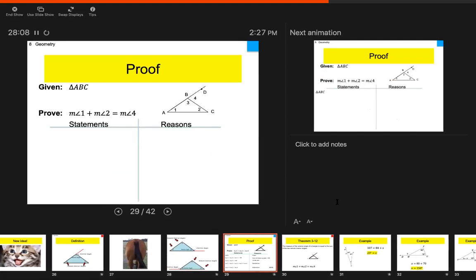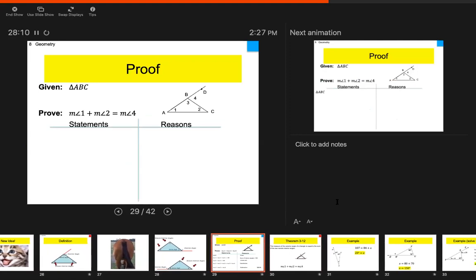Okay. Can you see the exterior angle? Yes. Which one is it? 4. Can you see the remote interior angles? 1 and 2. I'm going to prove that the measure of angle 4 is equal to the measure of angle 1 plus the measure of angle 2. Somebody's going to hear that and wonder, did he just say 4 is equal to 1 plus 2? That was a math mistake. Okay, so I'm going to prove that the exterior angle is equal to the two remote interior angles added together.